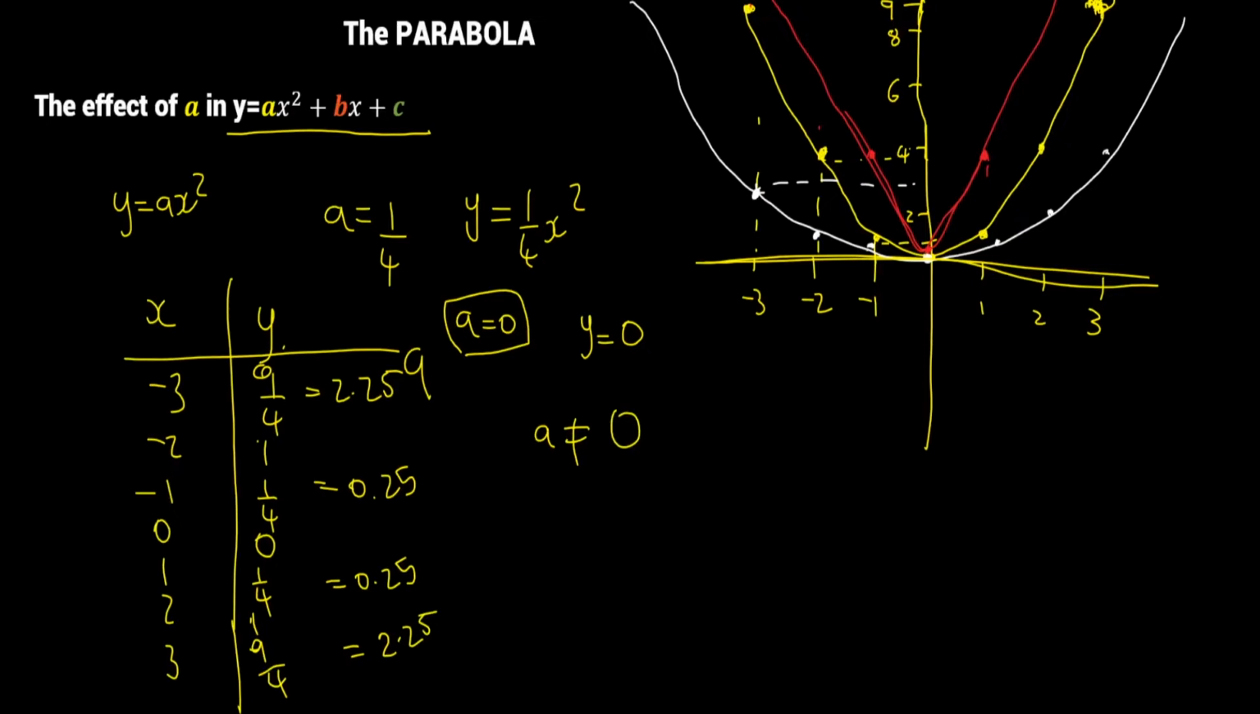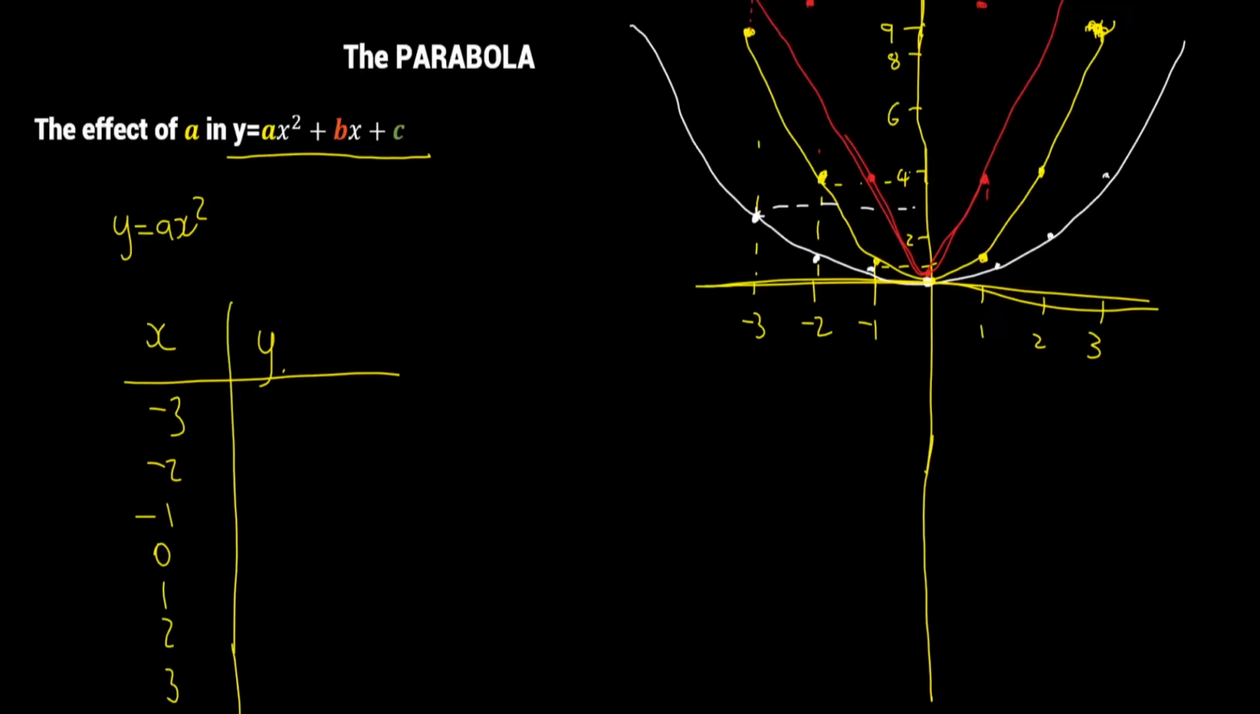And we can also see that as the value of a increases, the shape of the parabola is getting steeper or narrower. You can see that this value was 1 over 4. This one is 1. This one is 4. So as the value of a increases, the shape is getting steeper. The parabola is getting steeper or narrower.